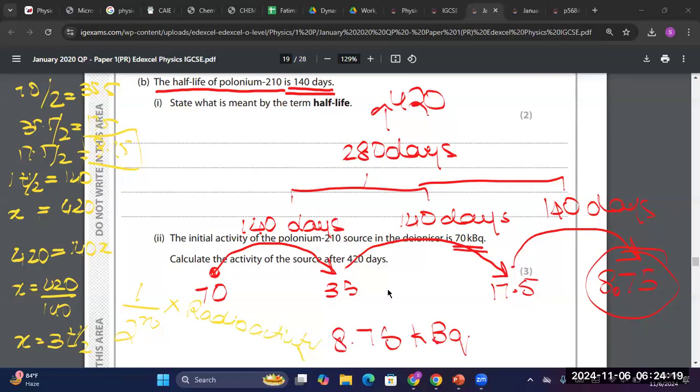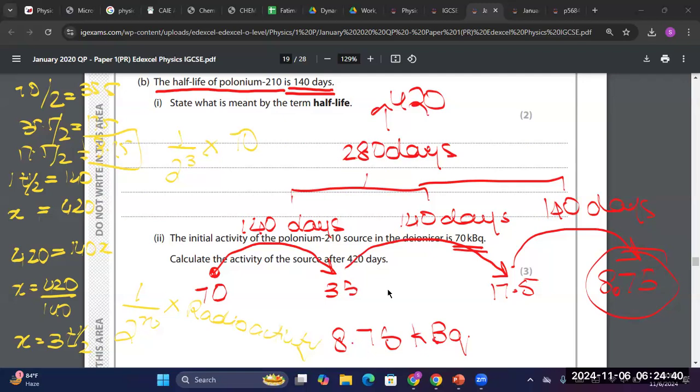17.5 again divided by 2 gives you 8.75. Also, a formula you guys can use: 1 divided by 2^n multiplied by the radioactivity. The number of half-lives is 3, so n is going to be 3. The initial count is 70. So 2 cubed is 8. So 1 divided by 8 multiplied by 70, you will again get 8.75.